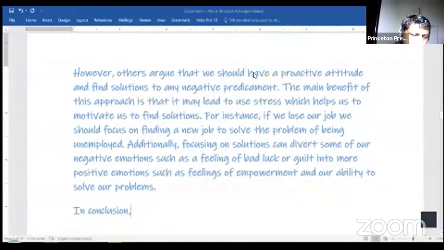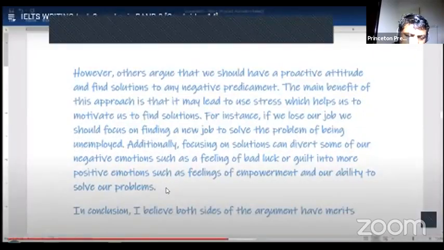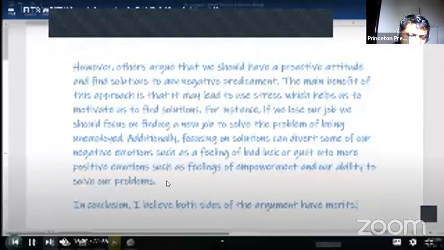I believe both sides of the argument have merits. Okay, this is a useful phrase to write because obviously they do.